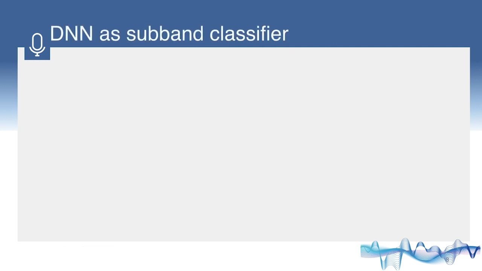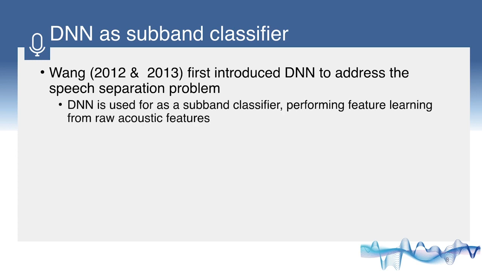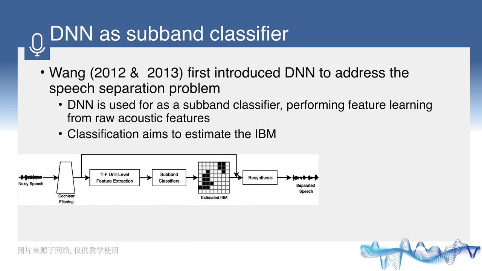To our knowledge, deep learning was first introduced to speech separation by Wang and his co-workers in 2012. They used the DNN for subband classification to estimate the IBM and reported strong separation results in all cases of DNN usage.